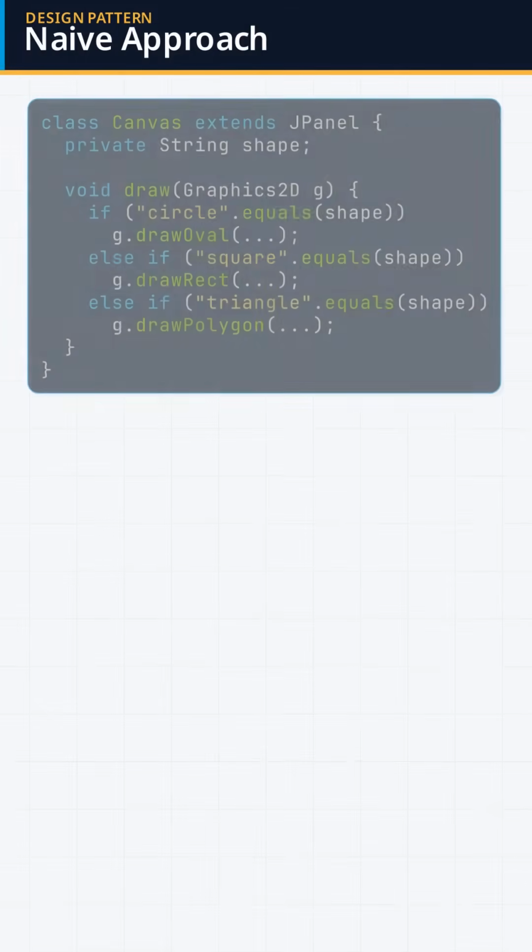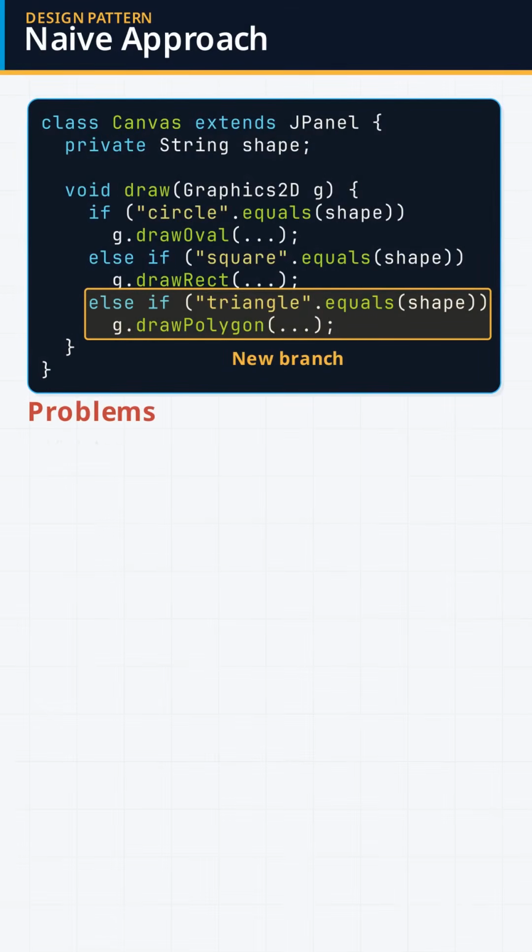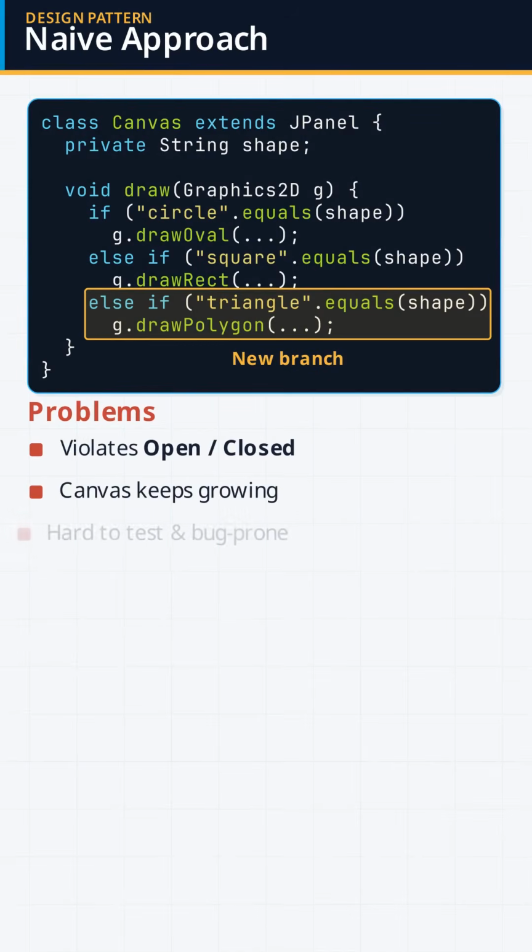The naive approach is to add another if-else branch inside Canvas. When the shape is circle, draw a circle. When it is square, draw a square. When it is triangle, add another branch. This works at first, but every new shape forces us to edit the same class again.